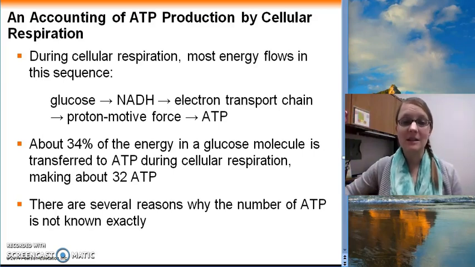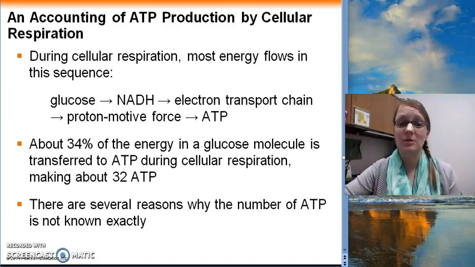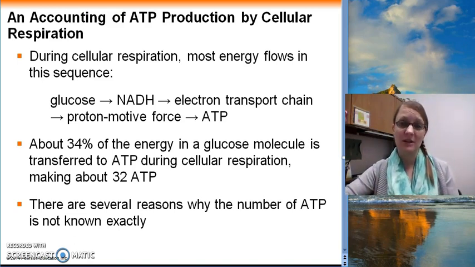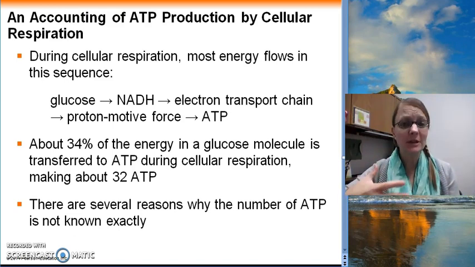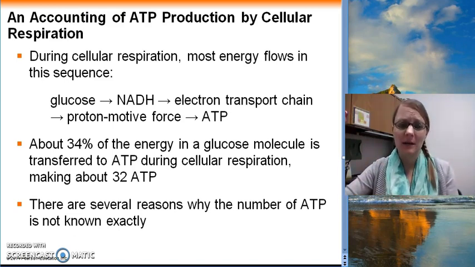Okay, the last thing that we need to talk about on this slide is why exactly we do not know exactly how many ATPs are produced at the end of cellular respiration from one molecule of glucose. There are a couple of reasons for this unknown or gray area in the accounting.